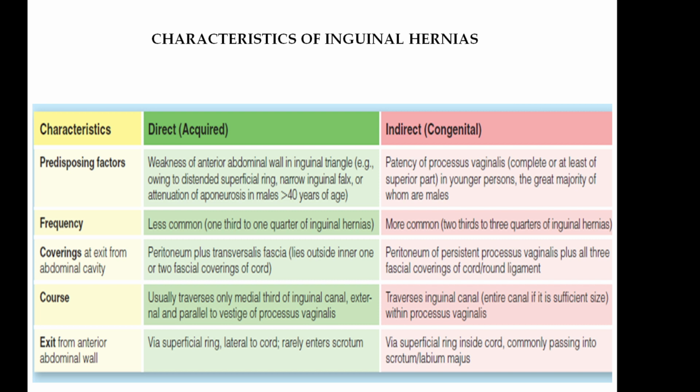Direct hernias via the superficial ring lateral to the cord rarely enter the scrotum, as opposed to indirect hernias via the superficial ring inside the cord, commonly passing into the scrotum or labium majus. This table is very important in clinical routine to make the correct diagnosis, to confirm the diagnosis, and we should make a difference between the direct and the indirect hernia.